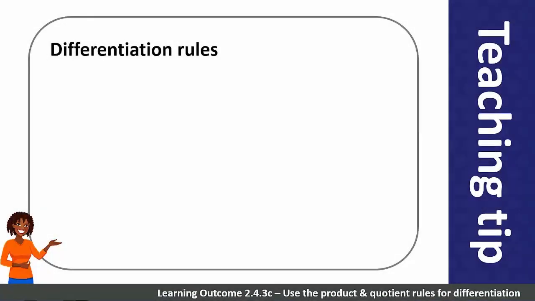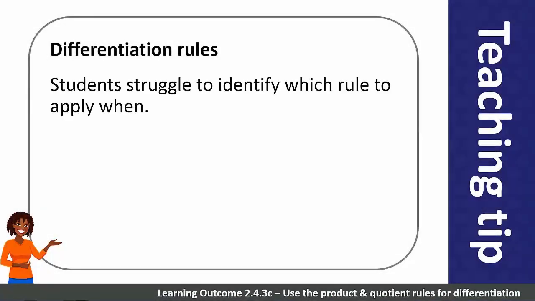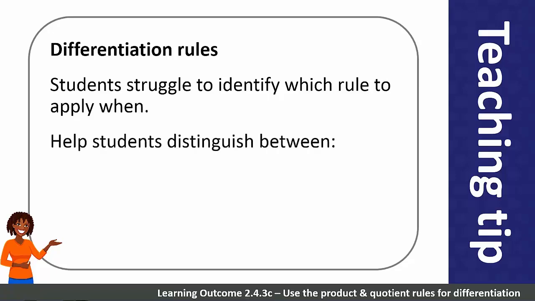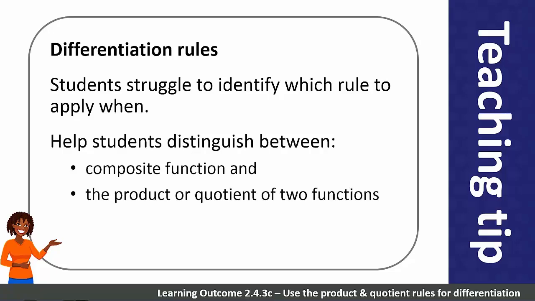Teaching tip. Students struggle to identify which rule to apply when. In the last few years, the examination papers have not expected students to decide which rule to apply. It has been given to them. However, students will have a better understanding of what they are doing if they do understand which rule should be applied. In particular, they need to distinguish between a composite function and the product or quotient of two functions, so that they know whether to apply the chain rule or when to apply the product or quotient rules.